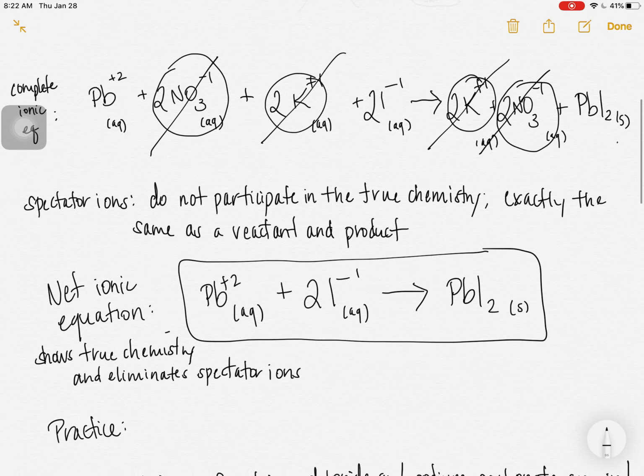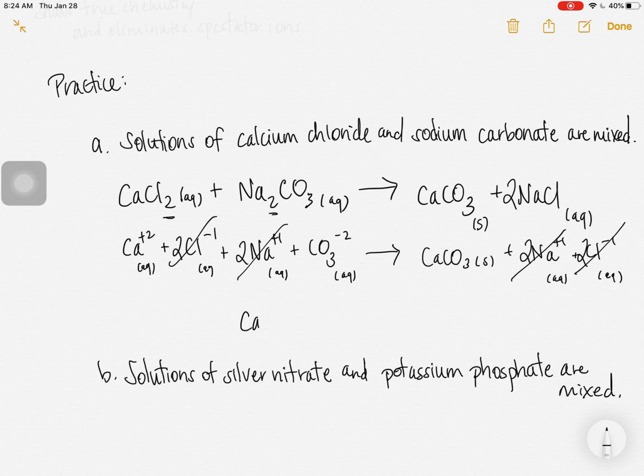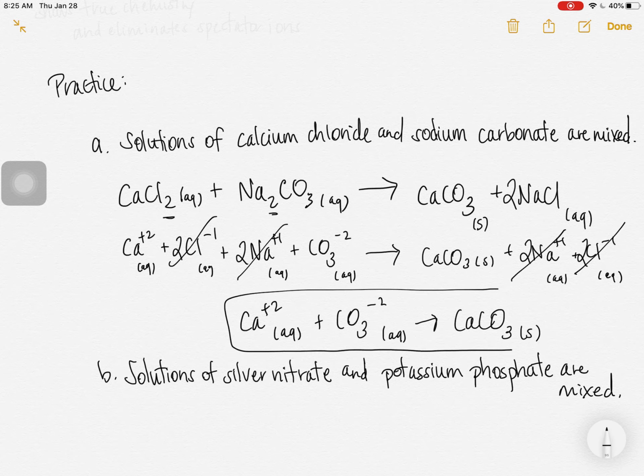Sodium plus is a spectator, so is chlorine. So my net ionic is going to be the calcium ion combining with the carbonate ion to form calcium carbonate. This is my net.